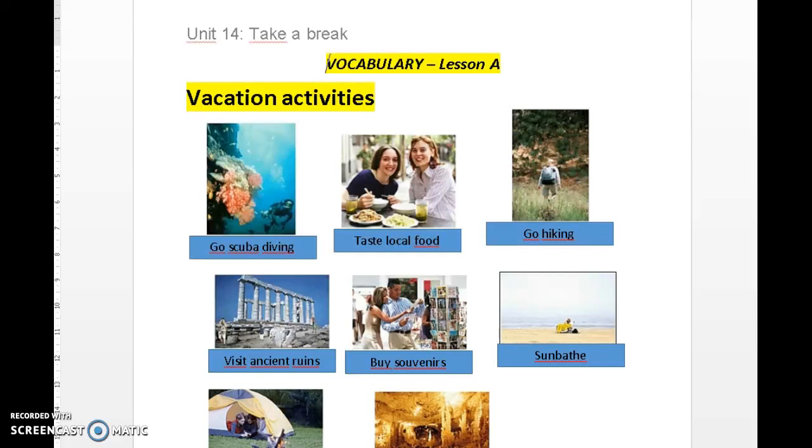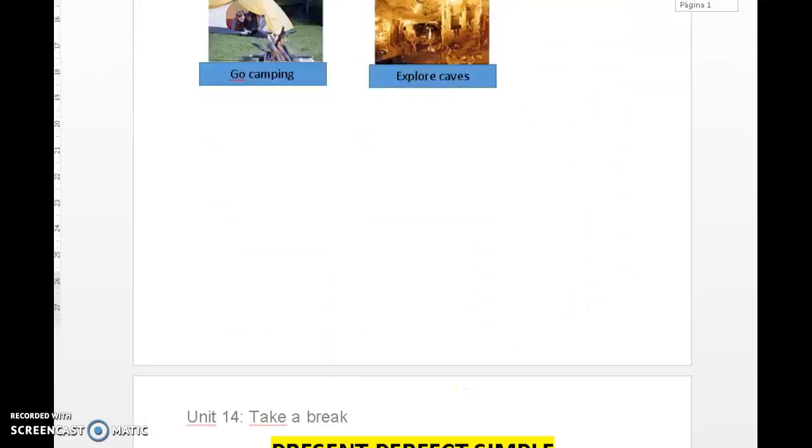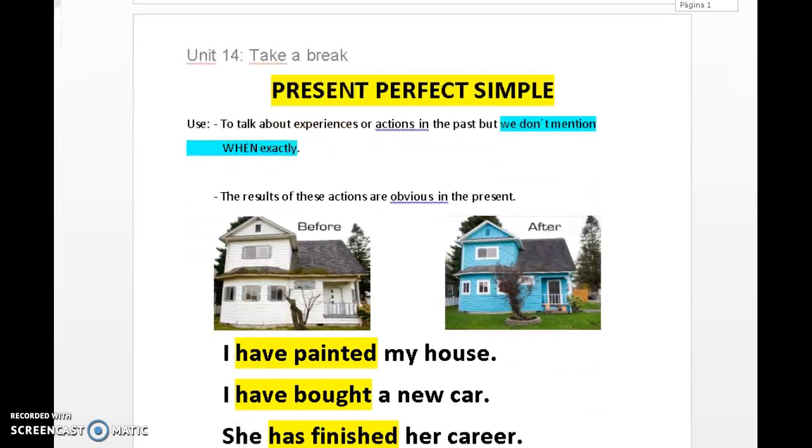Okay, first we are going to talk about the vocabulary, vacation activities. As you could see in the previous class, we were talking about these activities. For example, go scuba diving, taste local food, go hiking, visit ancient ruins, buy souvenirs, sunbathe, go camping, and explore caves. We were talking about this tense, the present perfect simple.